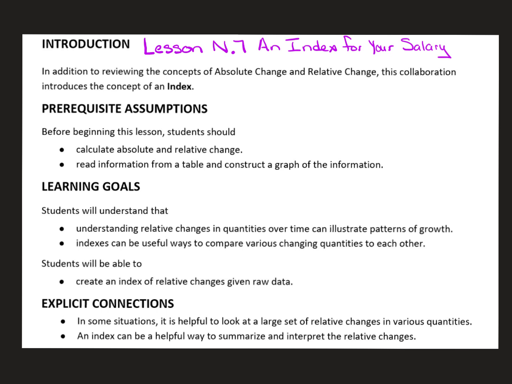In some situations, it's helpful to look at a large set of relative changes in various quantities. An index can be a helpful way to summarize and interpret the relative changes. In this lesson, we will investigate these topics.